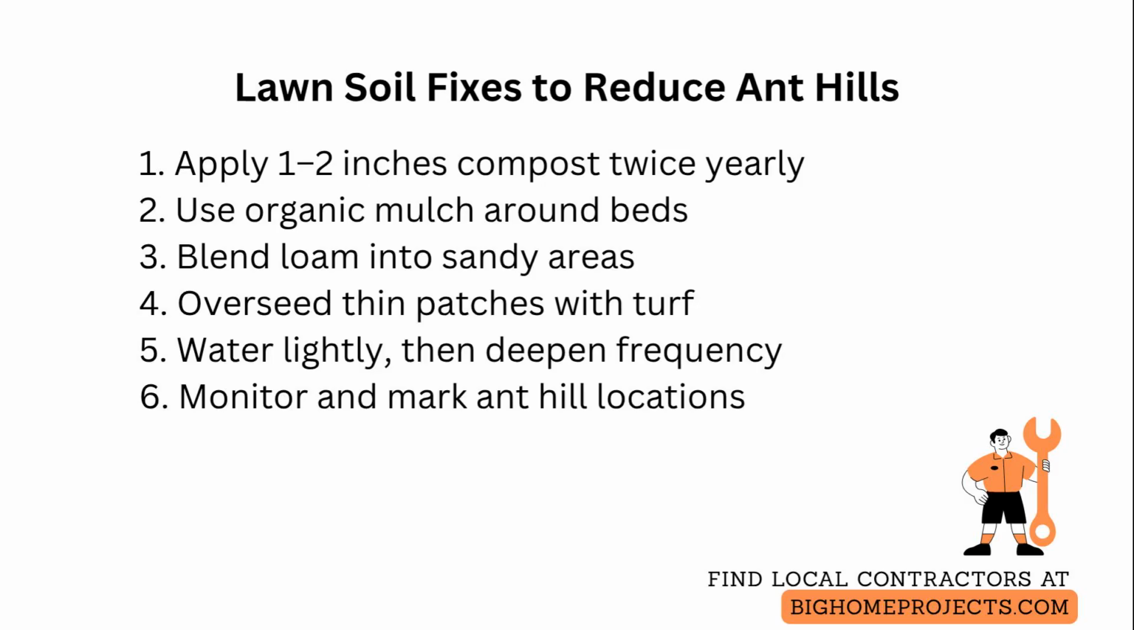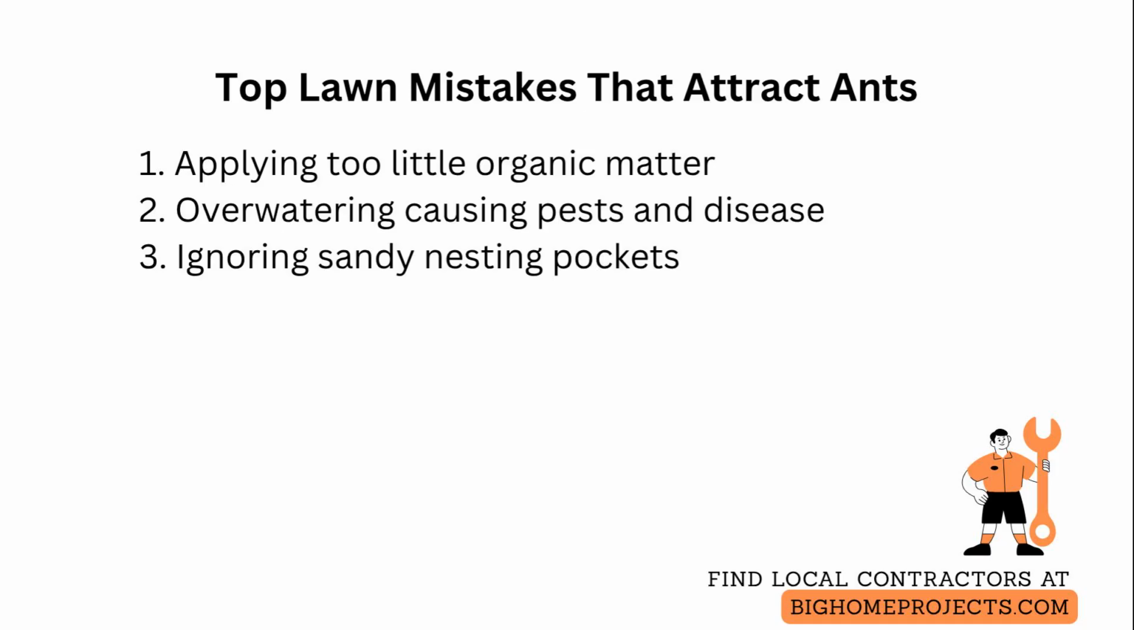Monitor ant hills every month, mark their locations, and note size changes so you can correlate soil amendments with reduced activity over multiple seasons. 3 common mistakes are applying too little organic matter, which yields no change, overwatering, which creates conditions for other pests and disease, and ignoring localized sandy pockets that remain ideal for ants.